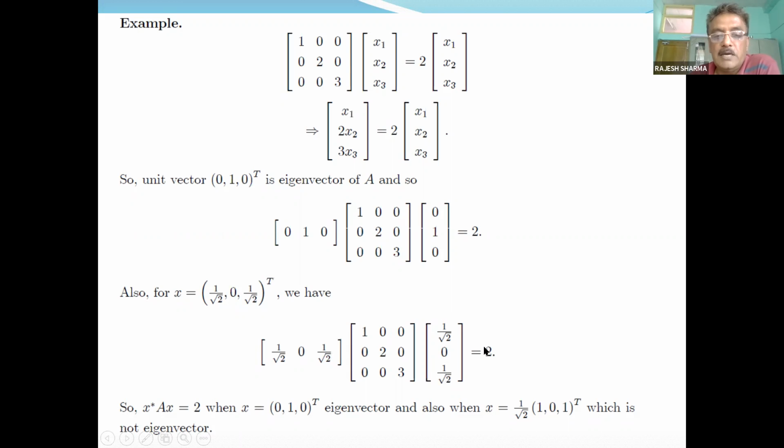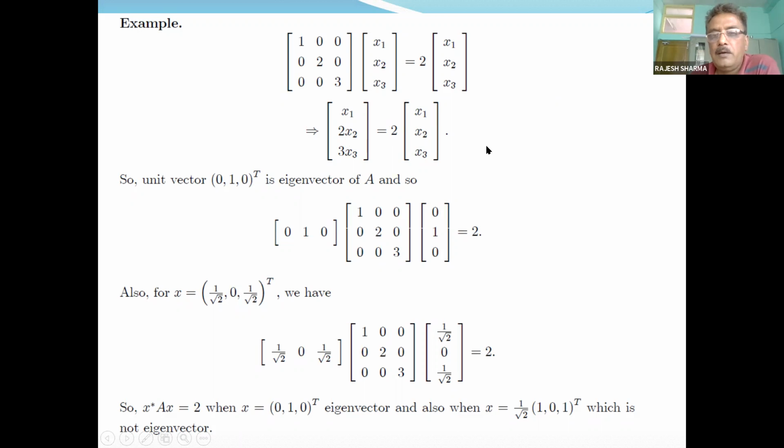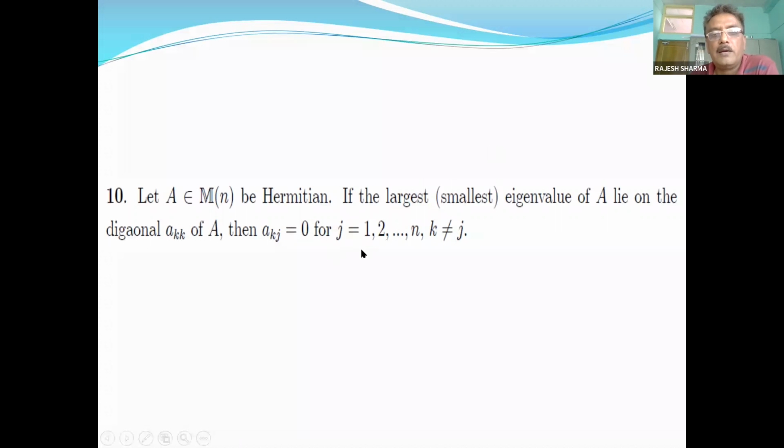So from this example, we see that any eigenvalue which is neither largest nor smallest may be achieved by either an eigenvector or any other unit vector. Largest and smallest are achieved only when x is a unit eigenvector.